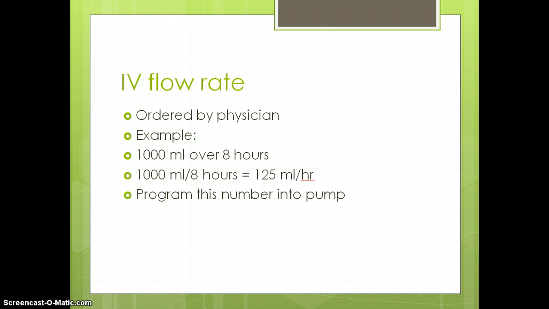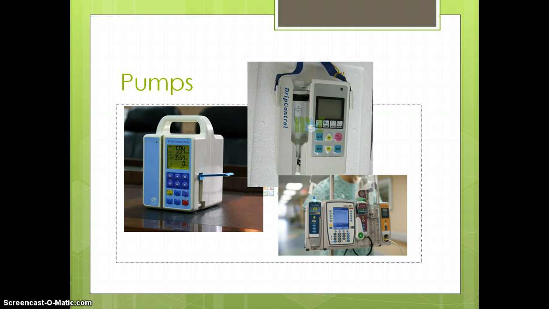Here's an example. It doesn't even tell you what IV solution. In this case, it doesn't matter. You're to give 1,000 milliliters over 8 hours. Volume over time in hours. Milliliters over time in hours is going to give you 1,000 milliliters divided by 8 hours is 125 milliliters an hour. And you program this number into the pump, because the electronic pumps in the hospitals are programmed for milliliters per hour. These are just some examples of pumps you may see.